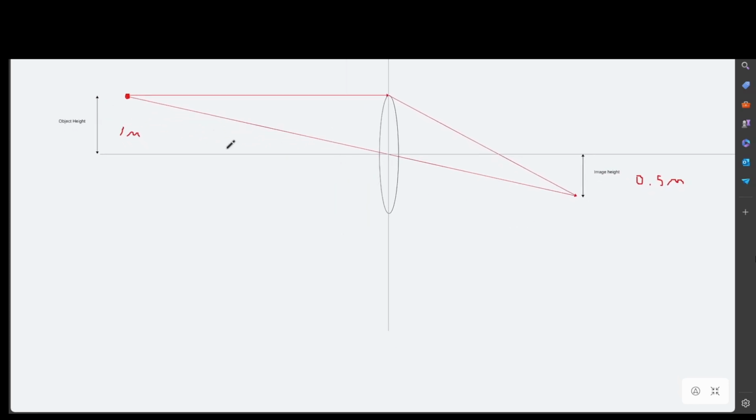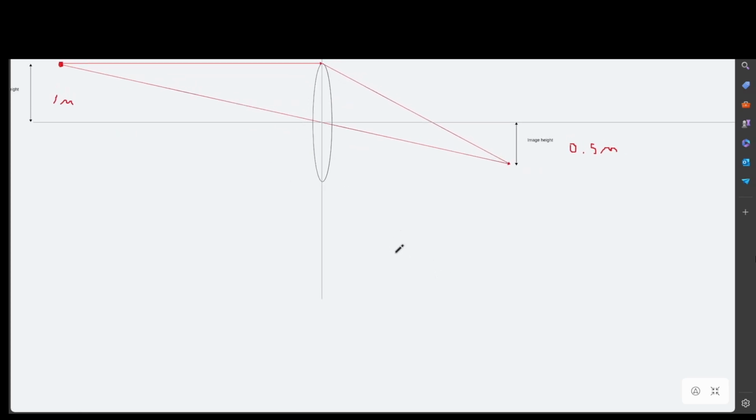I'm sure some of you can just look at this and know that the magnification has decreased, so it's been halved. It's been decreased by a factor of 2. So you've got image height 0.5 over object height, which is 1, equals 0.5. That's the magnification. And there we have it.